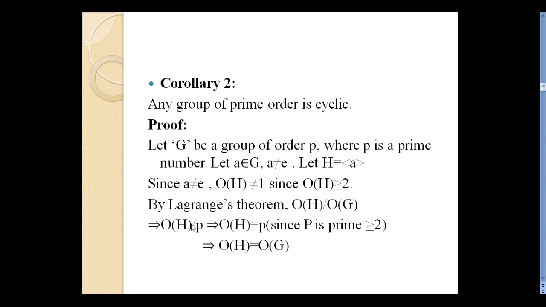One number divides a prime number, what is that number? That number will be a prime number or it will be 1. Already we said order of H is not equal to 1. We cannot take 1, so we are taking P. Order of H is equal to P. Therefore order of H is equal to P, which is the order of G. So I am writing order of H is equal to order of G.